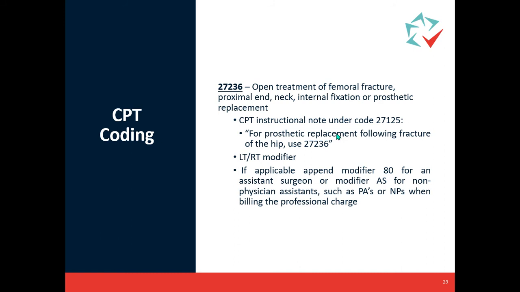When an acute fracture is treated with a prosthetic replacement of the femoral head, then you'll want to use 27236. There is an instructional note in the CPT tabular under code 27125 for hemiarthroplasty that directs you to code 27236 when a fracture is being treated with an arthroplasty. So check that out in your CPT tabular.